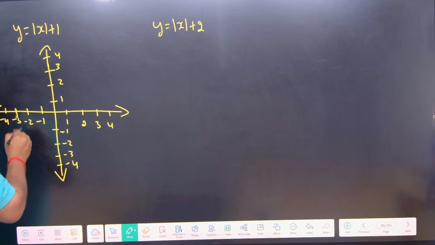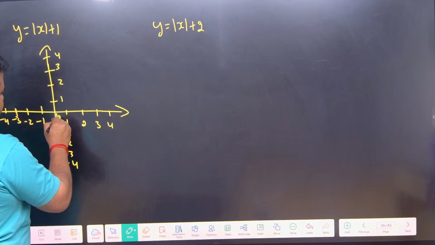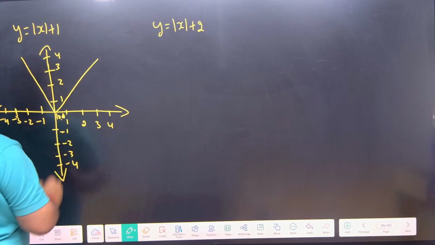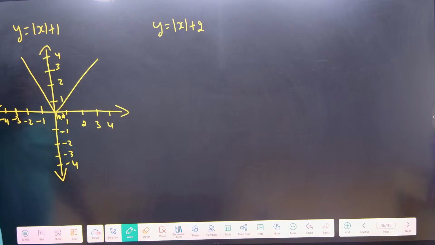Okay. Now first let me draw the y is equal to mod x graph. This will be the origin 0 comma 0. It will be cutting here. The y is equal to mod x graph will be cutting here. The sharp edge will be at the origin.